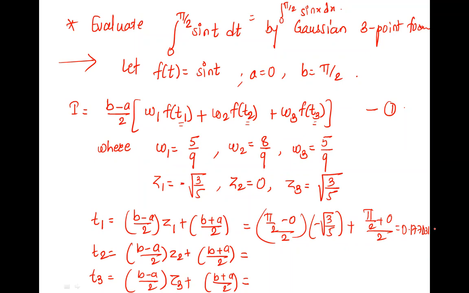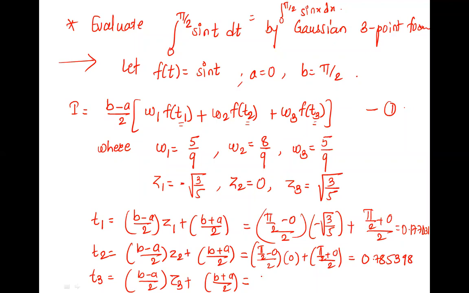Is it correct? Now find T2. T2 equals (pi by 2 minus 0 by 2) into Z2, plus (pi by 2 plus 0 by 2). Z2 is 0, and 0 into anything is 0. So this is pi by 4. Find pi by 4. What do you get? 0.785398. Check whether you are getting it correctly.